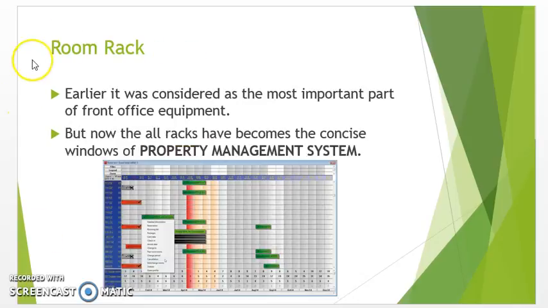Now let's go with the room rack. Earlier it was considered the most important part of the front office department.